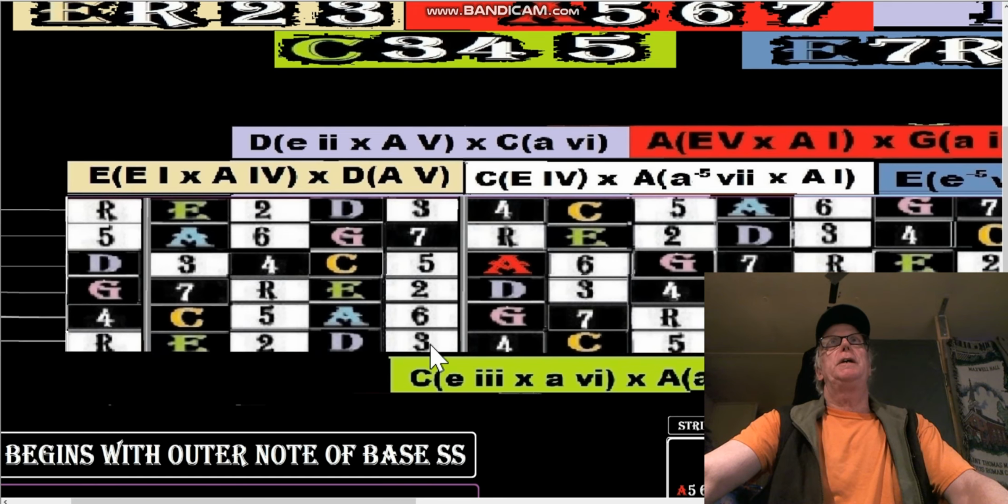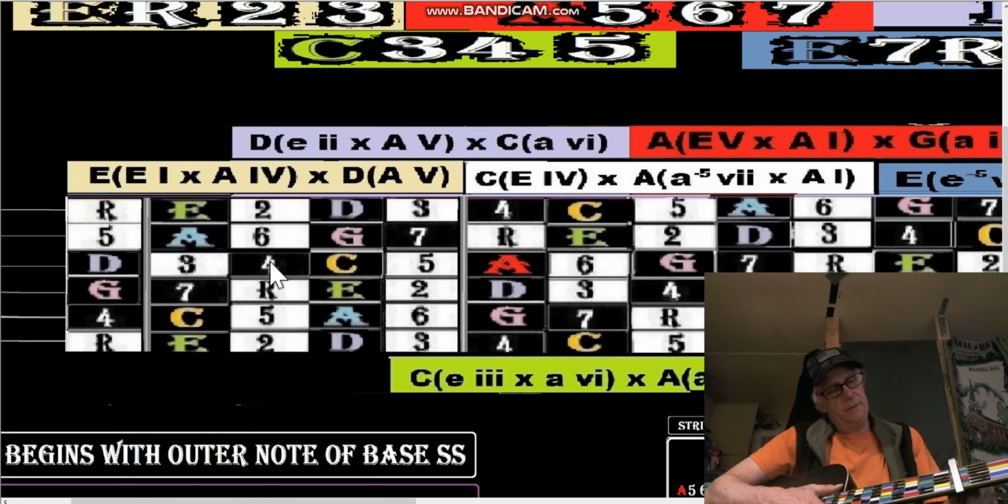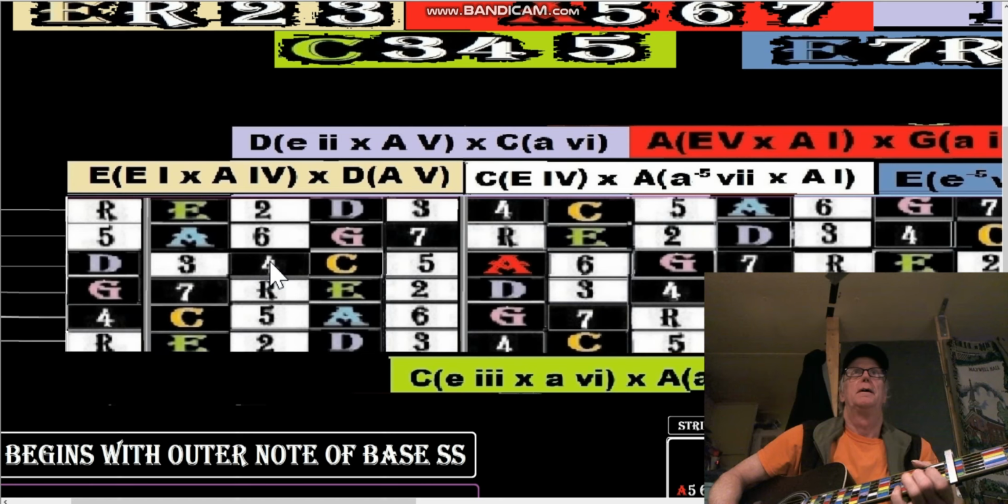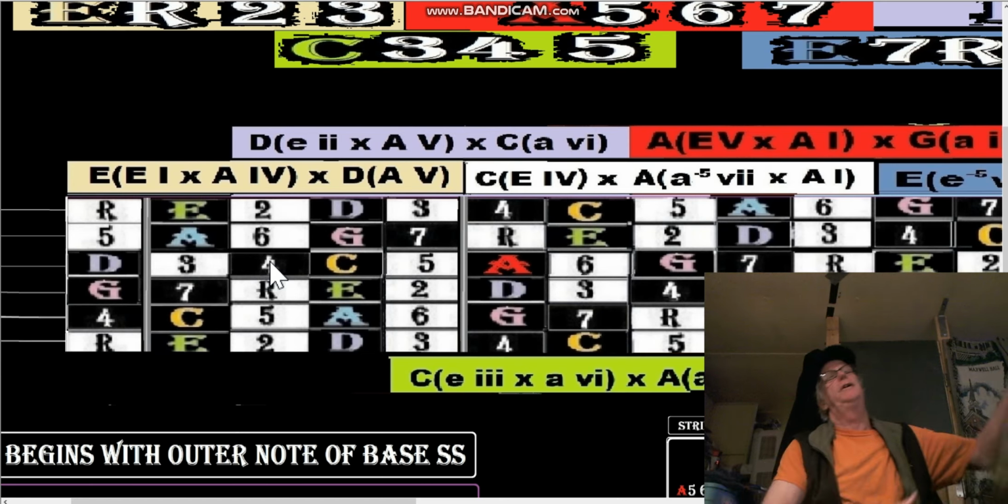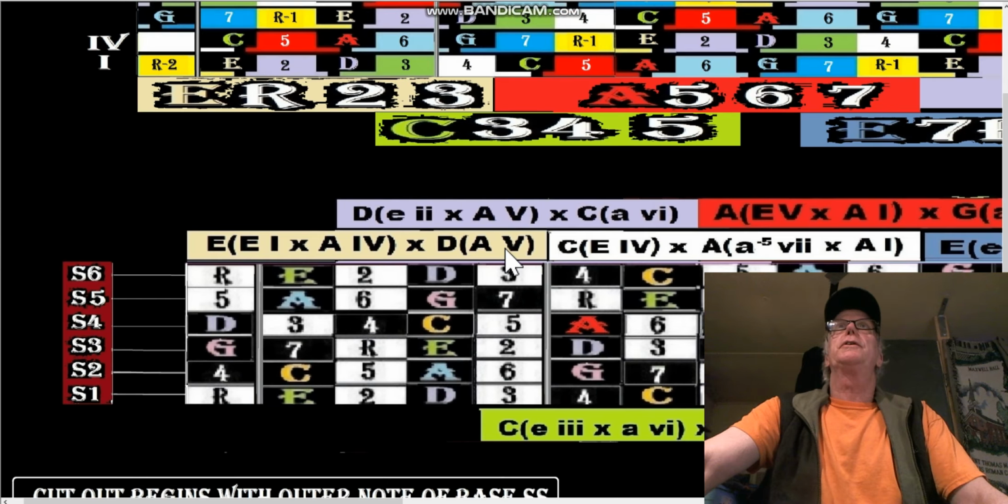Once again, the magic note is 3. Here's your cutout. You're going to just play half a string shape at the cutout. Root 2 3, key to E, root 2 3 4 5 6 7, root 2 3 4 5 6 7, root 2 3. Okay, I didn't even have to look at the notes. So that's about it for what's going on here.